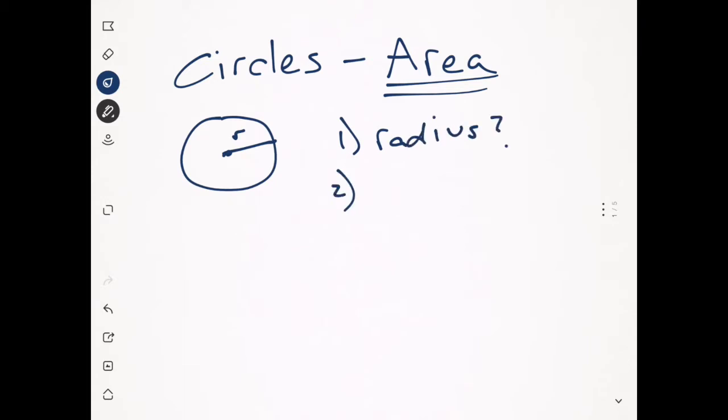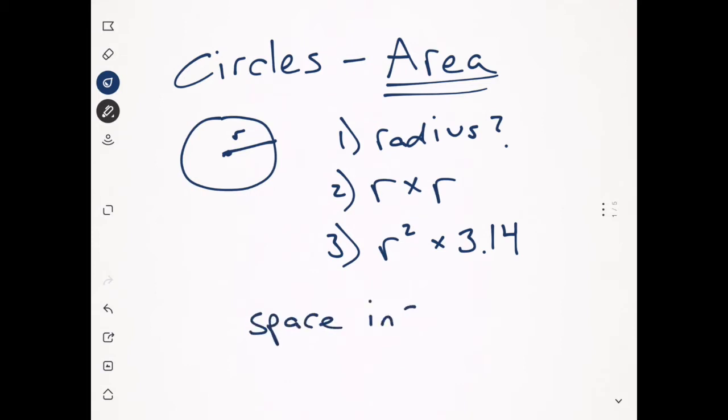Then we take the radius and we square it. So we do radius times radius. And then we multiply that r squared by pi. We're going to be using 3.14 for pi again today. And that gives us the area of our circle, which is the space inside.